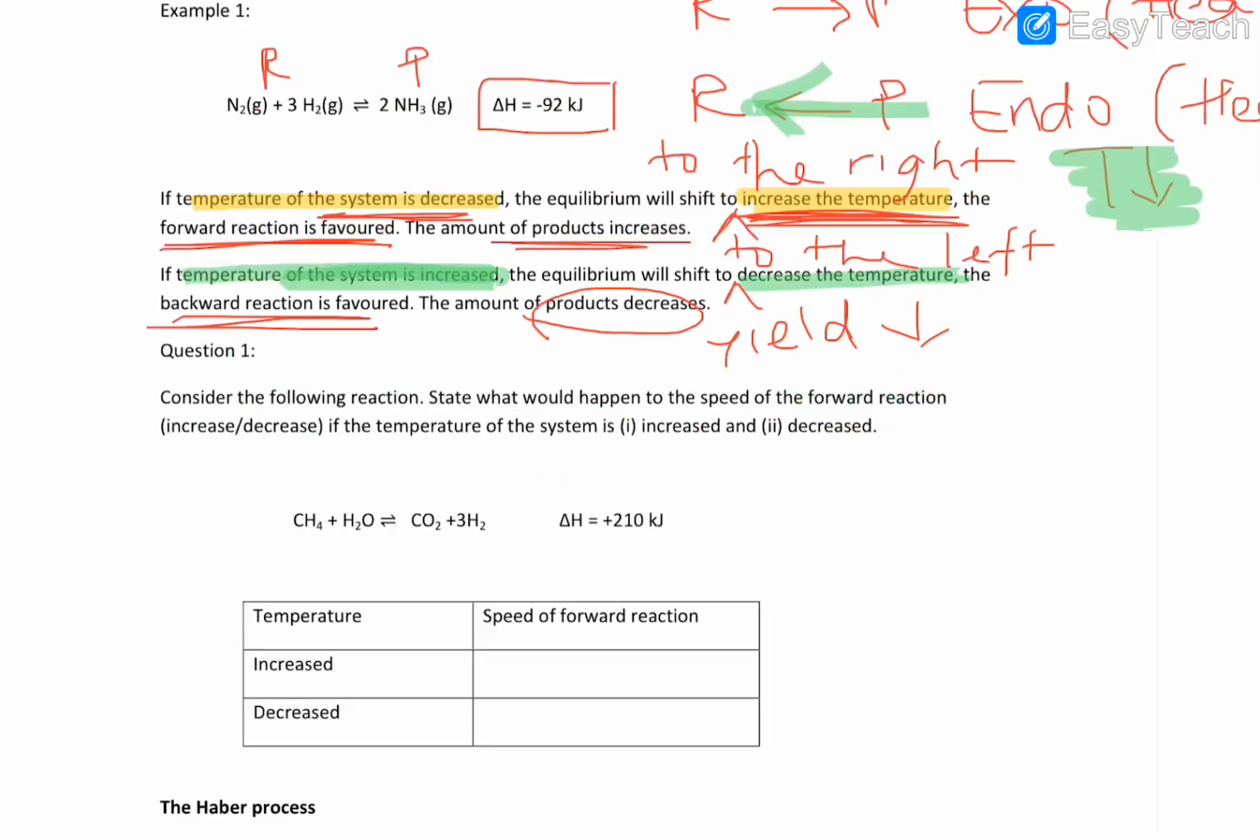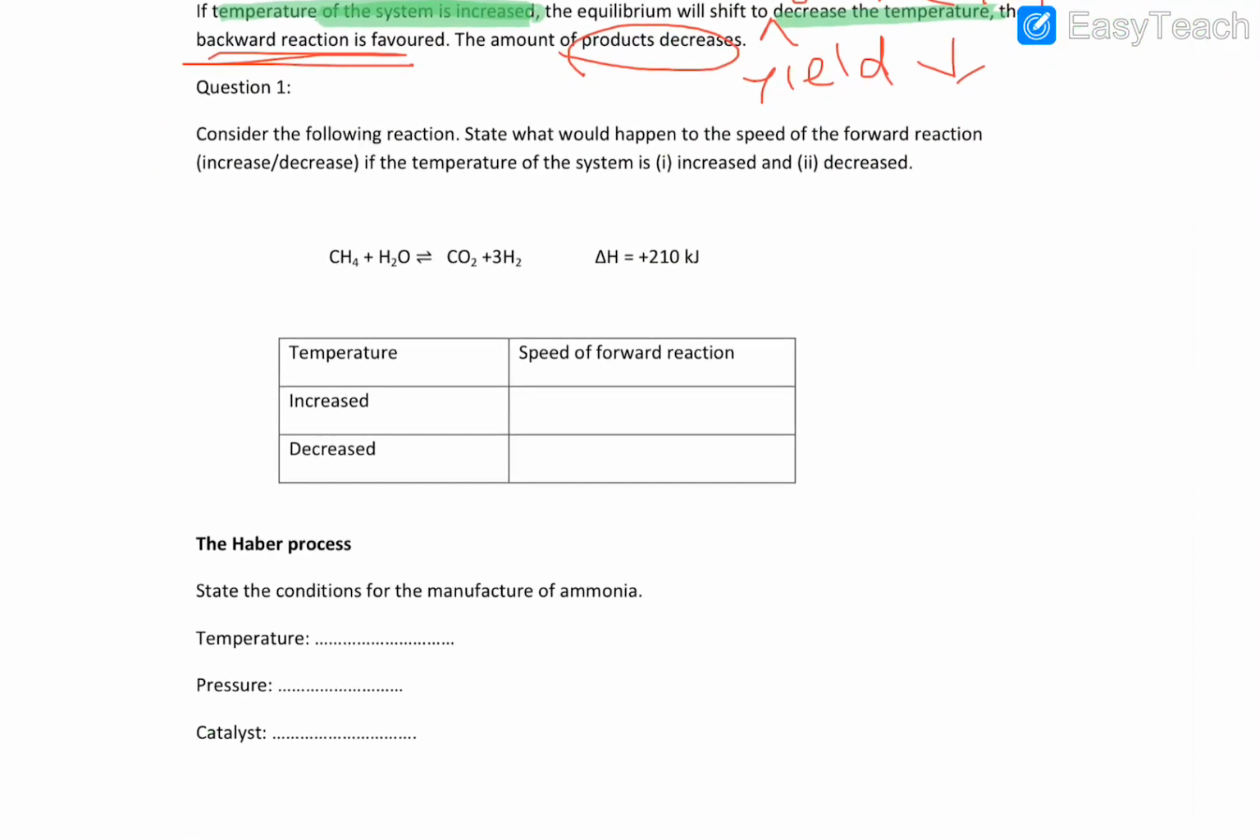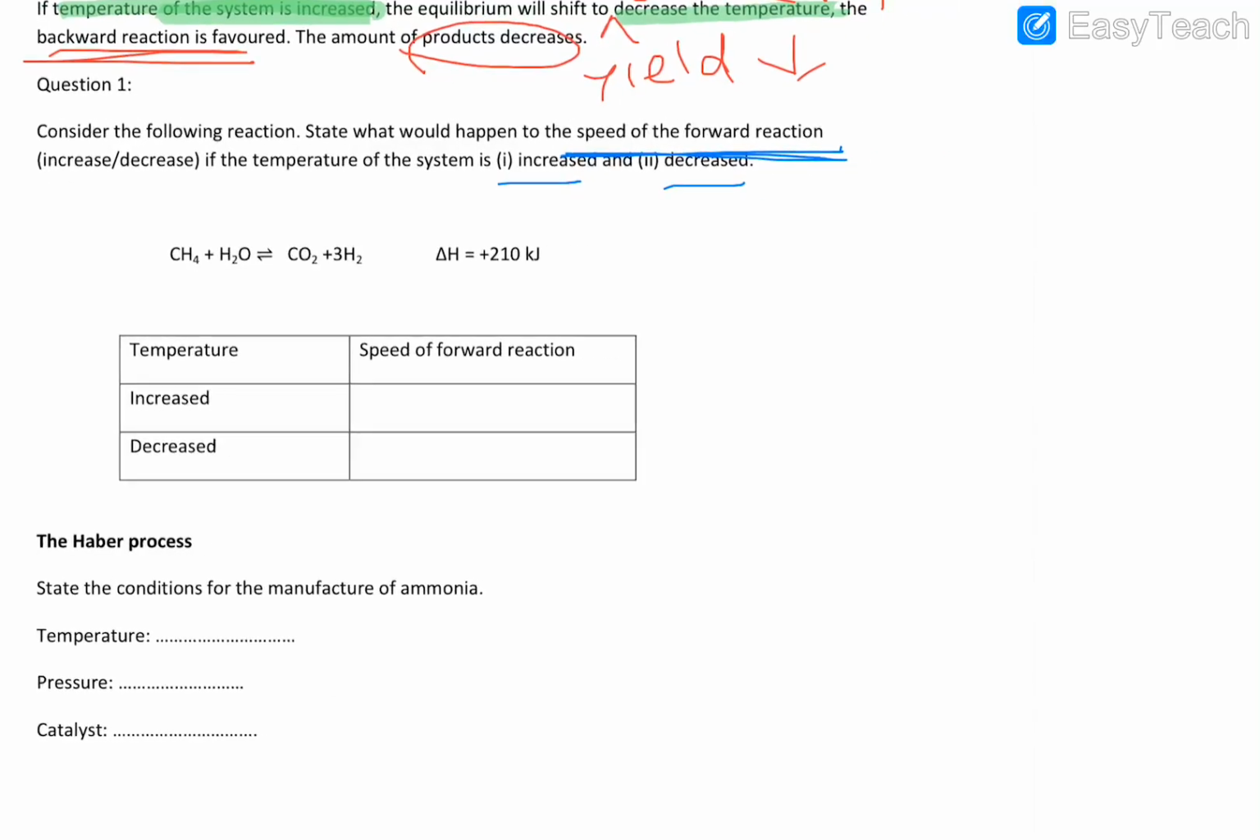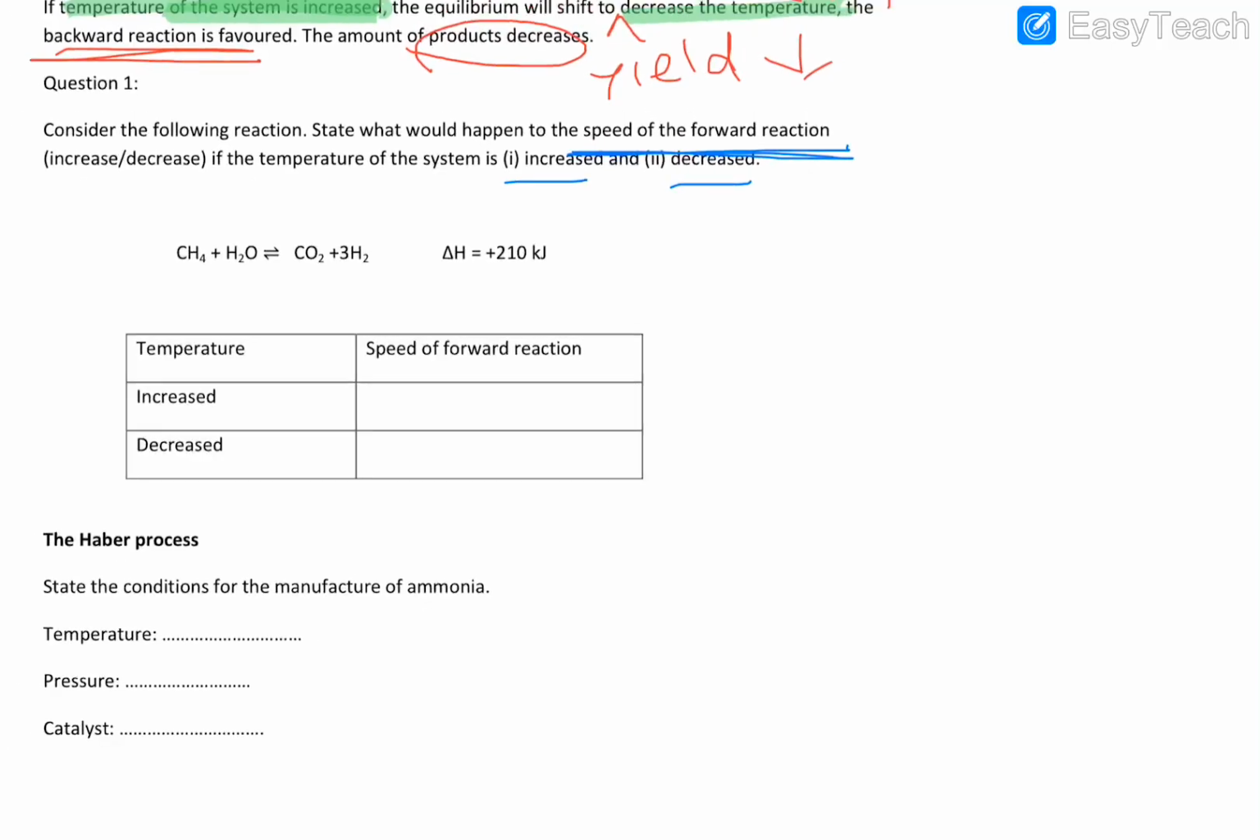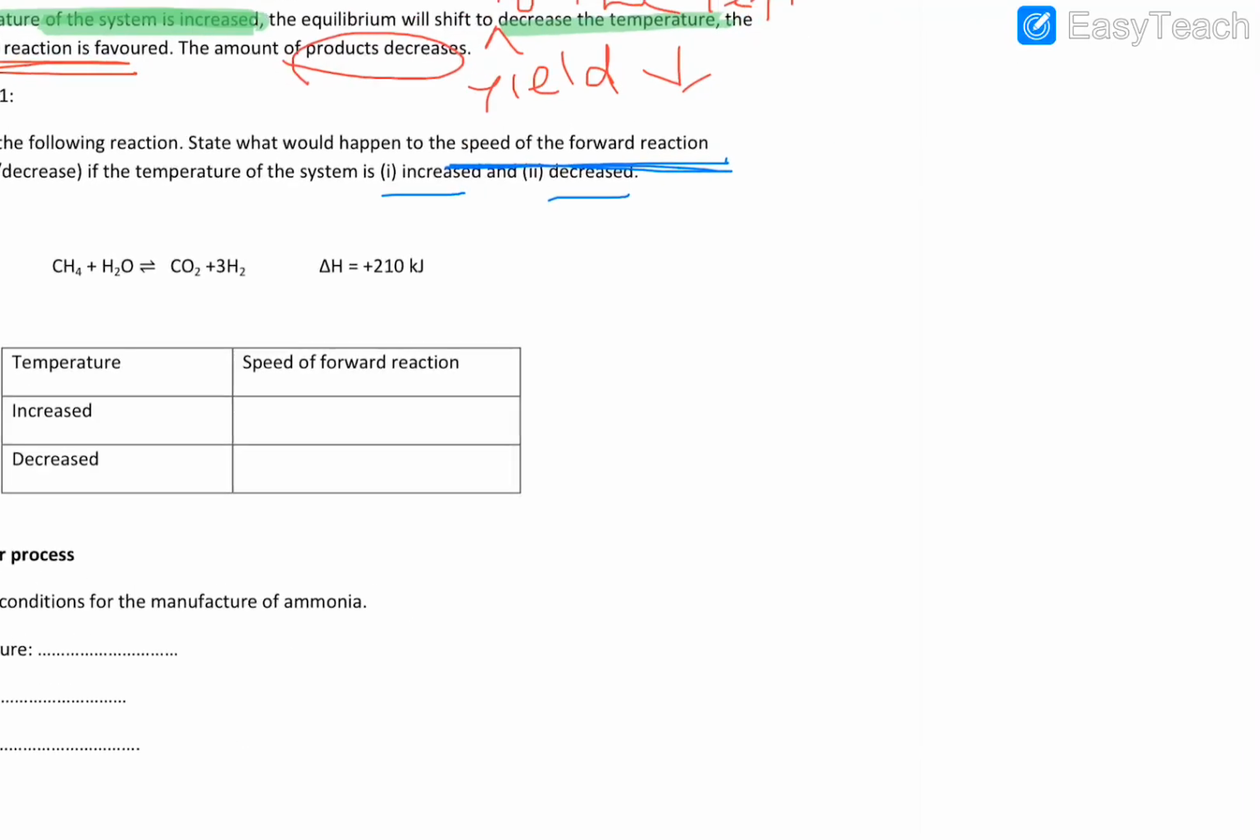Okay, let's see question 1. I'll work it out for you and then you're going to continue. So you have the reaction. What will happen to the speed of the forward reaction if the temperature is increased and decreased? Okay, so let's see. Forward reactions. Always for these kind of questions, write it on the side so that you don't get confused. So let's write it on the side here.